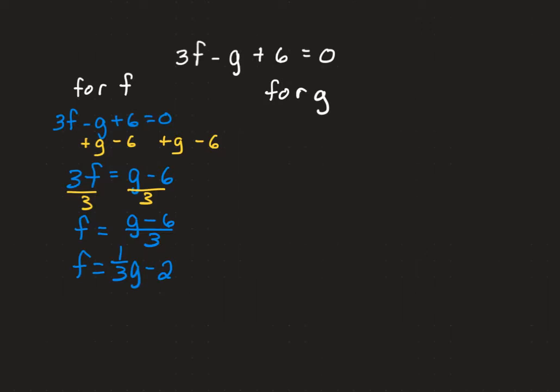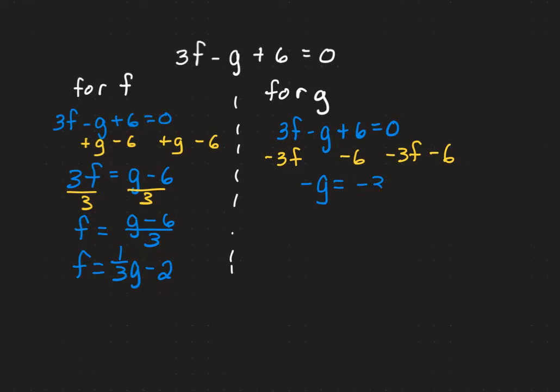Okay, but we have solved it for f. We have isolated f on one side. Let's do the same thing, isolating g to solve for g. Since we have a positive 3f on the left, we're going to subtract 3f from both sides to move it over. We are going to do the same by subtracting negative 6. It will move 6 out of the way. All right, so we now have, be careful, a negative g equals negative 3f minus 6.